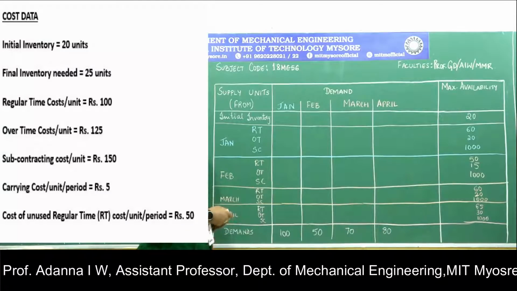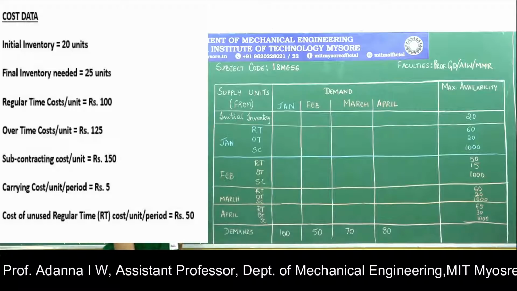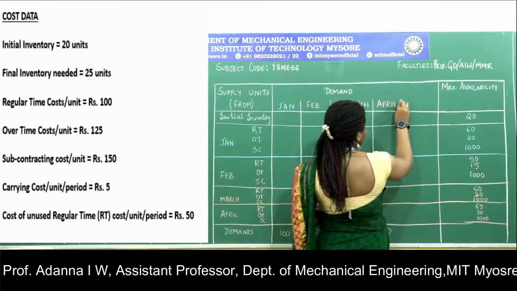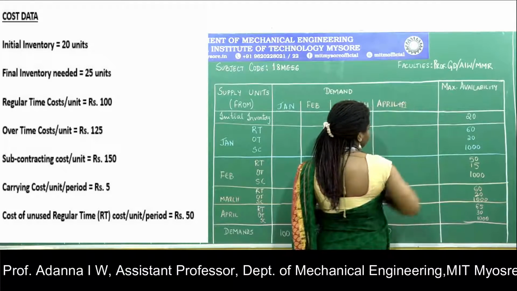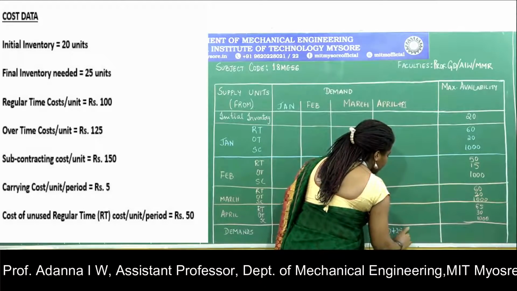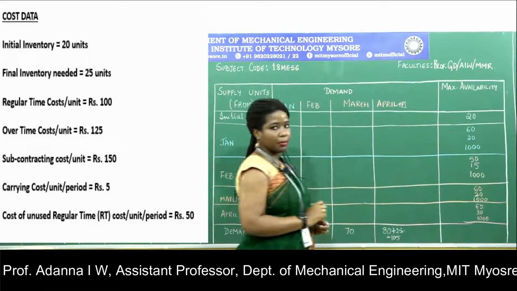Go on to the cost requirements that we have, or the cost information that is given along with the inventory information. It has been stated that the initial inventory that you have available when you're starting the production is 20, and there is a condition that at the end of all the production terms, that is at the end of April, that is 4 months, 25 units has to be available. So when you're writing it for April, it is April plus the final inventory of 25 units. So here 80 plus 25 giving you 105 will become the demand for the month of April.